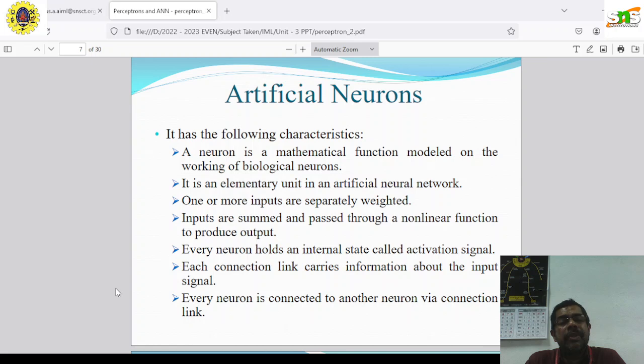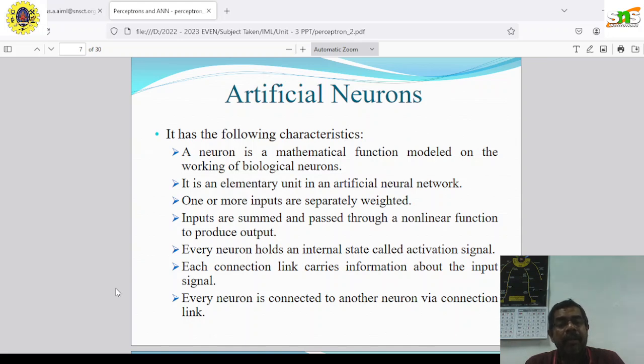Now we have to see the characteristics of artificial neurons. It has the following characteristics. A neuron is a mathematical function modeled on the working of biological neurons. It is an elementary unit in an artificial neural network, that means it is the basic step in artificial neural networks. One or more inputs are separately weighted, so the inputs are varied according to the weights specified. The inputs are summed and passed through a non-linear function to produce the output.